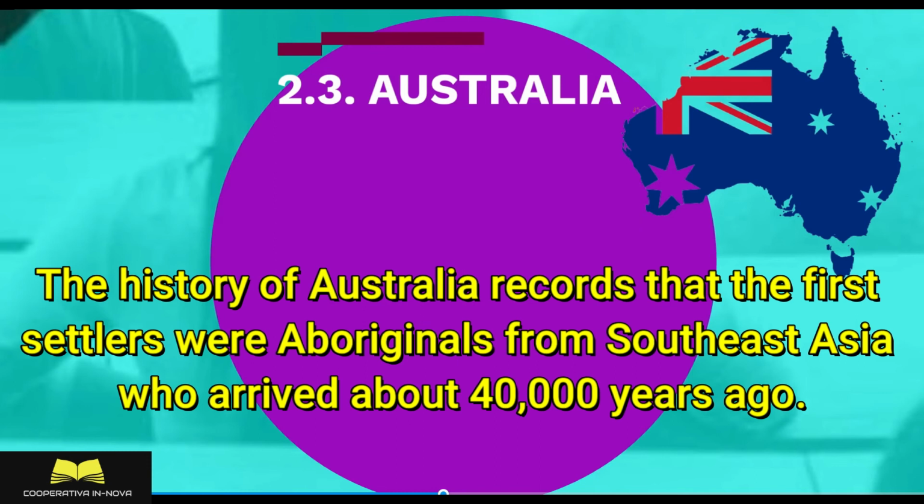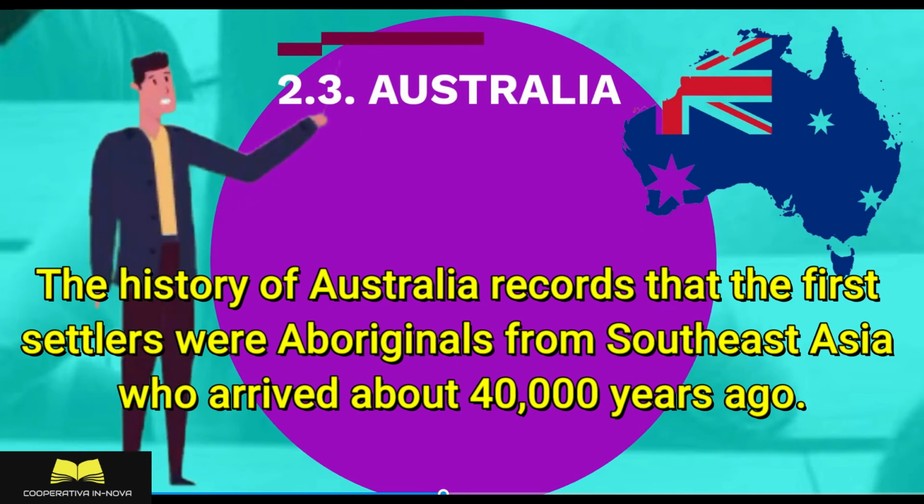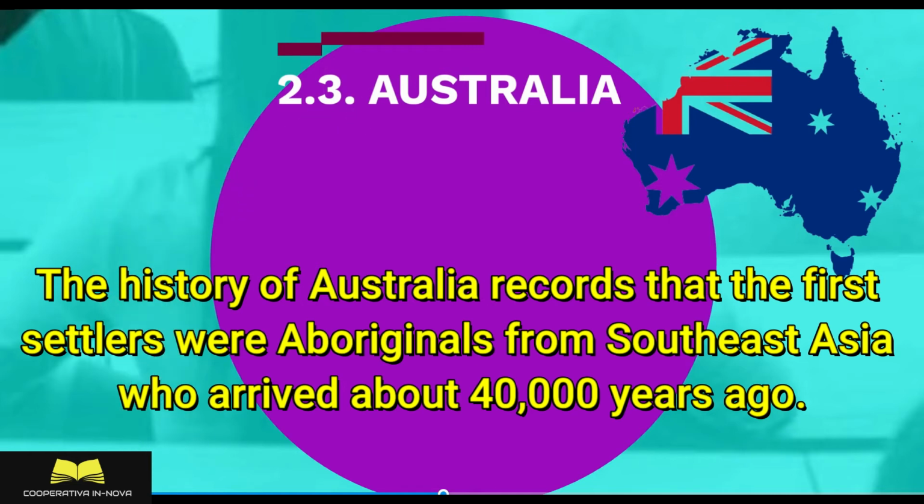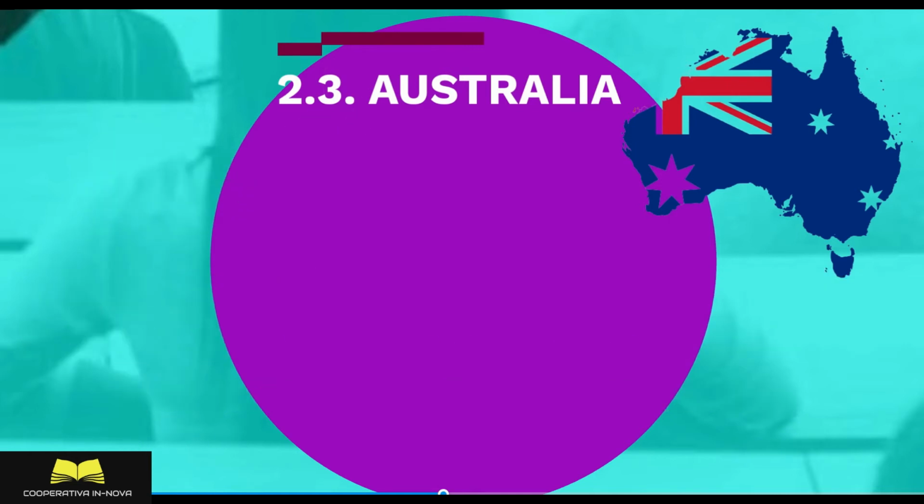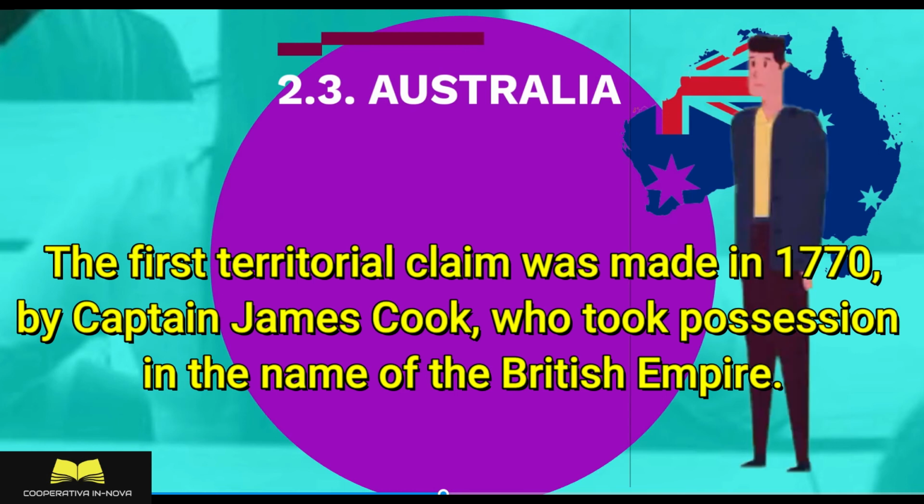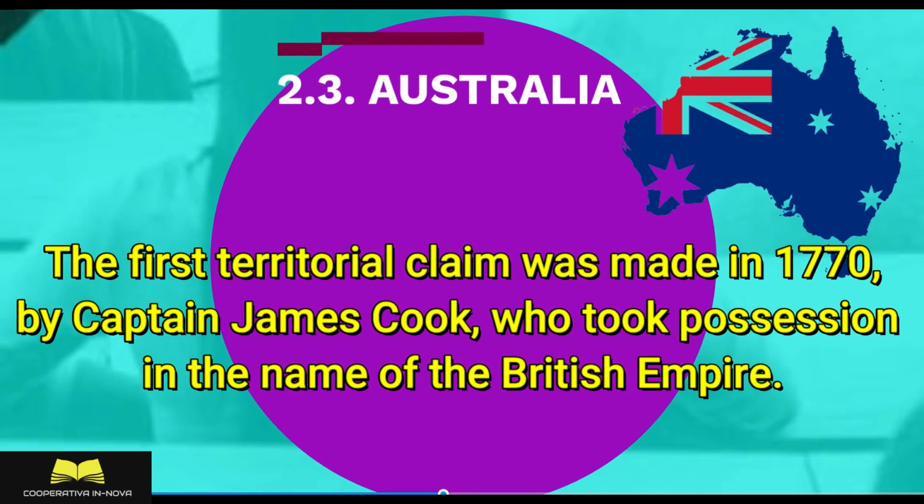The history of Australia records that the first settlers were Aboriginals from Southeast Asia who arrived about 40,000 years ago. The first European explorations did not begin until the 17th century. The first territorial claim was made in 1770 by Captain James Cook, who took possession in the name of the British Empire.